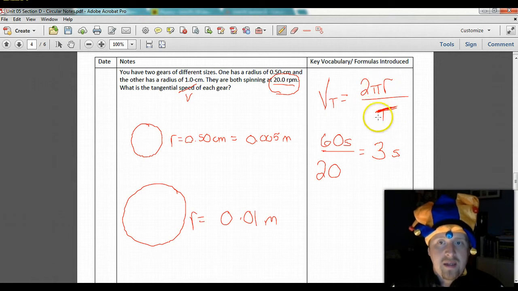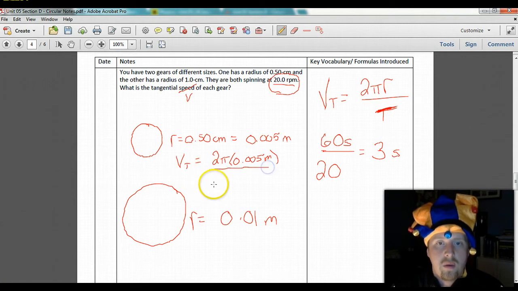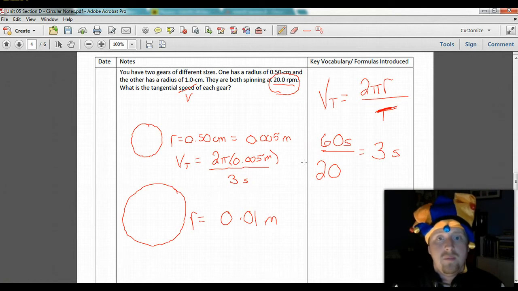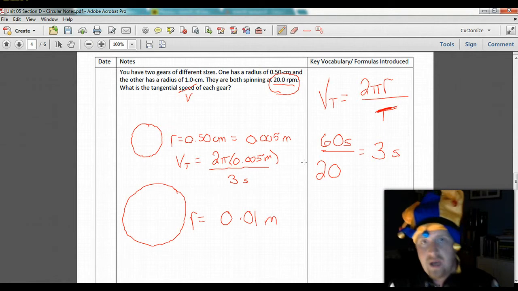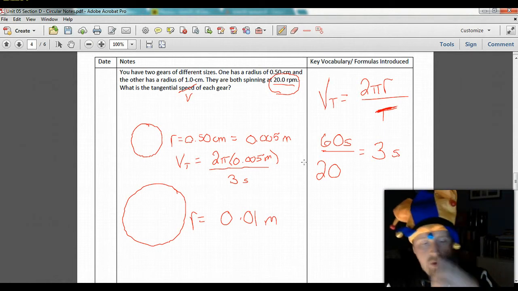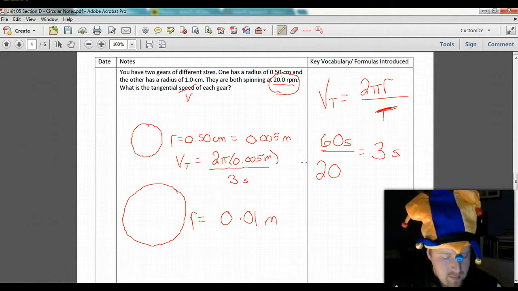So now I have the radius, I have the time, I can find v sub t for both of these circles. V sub t for the first one is going to be 2 pi times 0.005 meters over 3 seconds. At this point, because the math is a little bit more involved, you should take out your handy dandy calculating devices, whether it be a phone or whatever, okay?